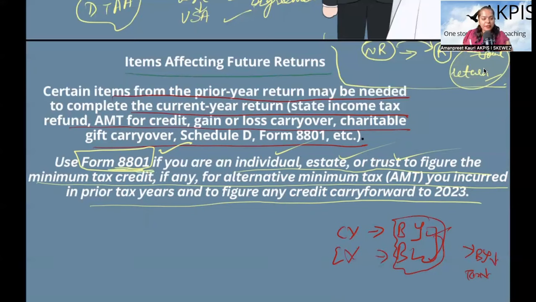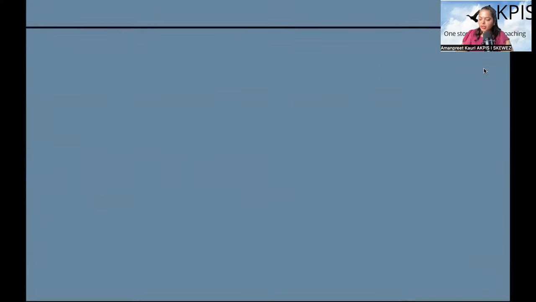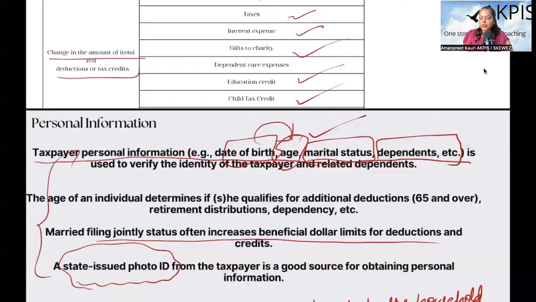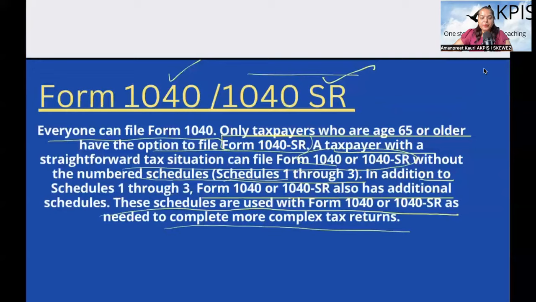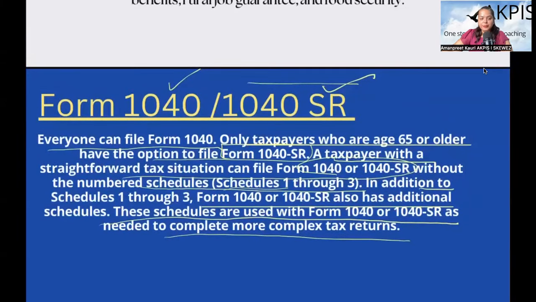Because at the time of current year filing, the authorities as well as the taxpayer, or maybe a representative of the taxpayer, for example a CPA or EA, will get the entire information from this form 8801 for the purpose of tax credits which can be claimed in the current year, that is 2023. So these were certain concepts related to the preliminary work to prepare tax returns. That's all for now for this part 1, and part 2 will be covered in the next lecture.